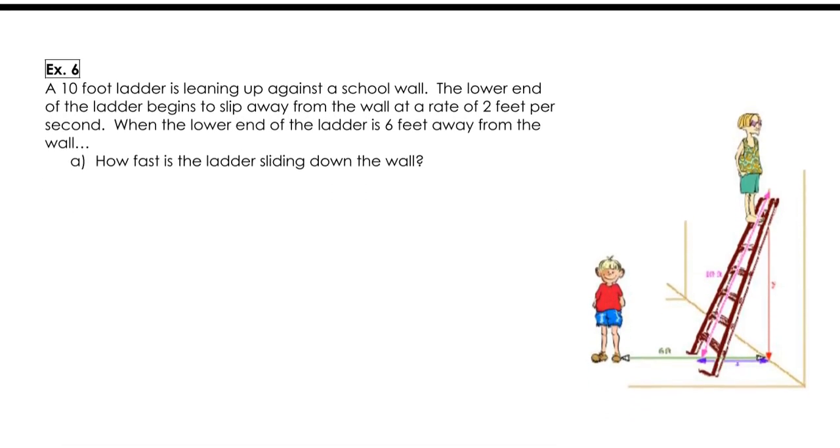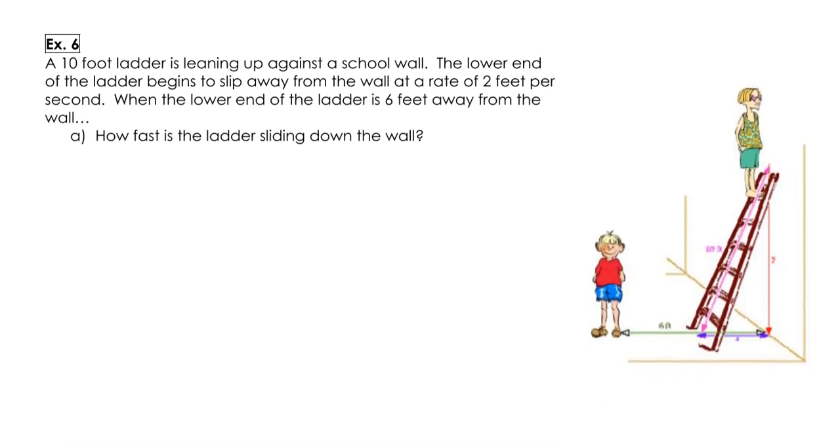Okay, going on to this one. We have this 10-foot ladder leaning up against the school wall. The lower end of the ladder begins to slip away at a rate of 2 feet per second. When the lower end is 6 feet away, how fast is the ladder sliding down the wall? Okay, this is a classic problem. Let's call this x, y, and r again.